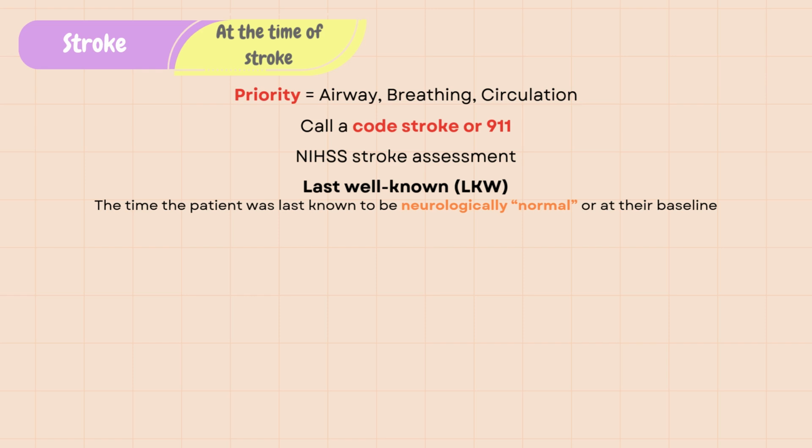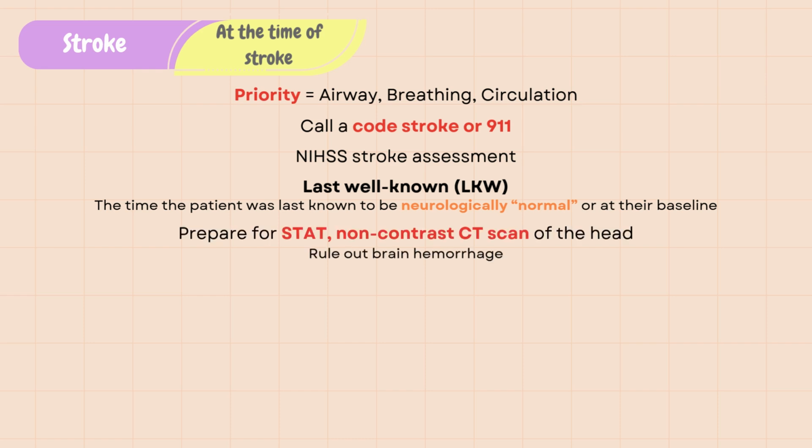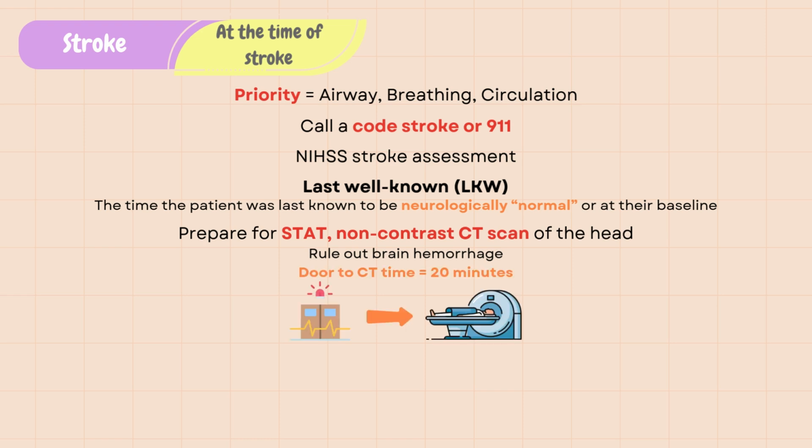Another criteria for giving thrombolytics is to rule out brain hemorrhage by doing a STAT, non-contrast CT scan of the head. National guidelines call for door to CT time should be within 20 minutes, so when a code stroke is called, expect and prepare the patient for a CT scan.